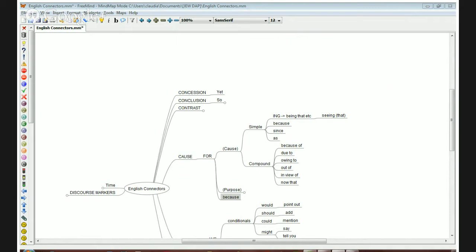Delete the node. No, I don't want to delete the node. I want to delete this thing. Okay, I don't know how to delete it. I'll get back to that later. Look, simple: because, since, as, or I can add an "ing," like "being that" or "seeing that." So if I take your answer, which was "they appear very focused because of the expression." Can I use one of those? Well, I could use "because of." I could use "due to." Let's use "due to."